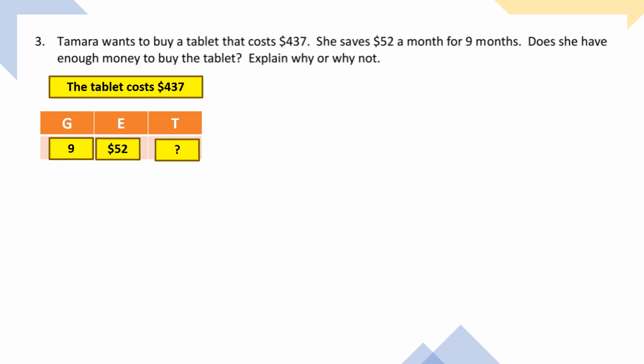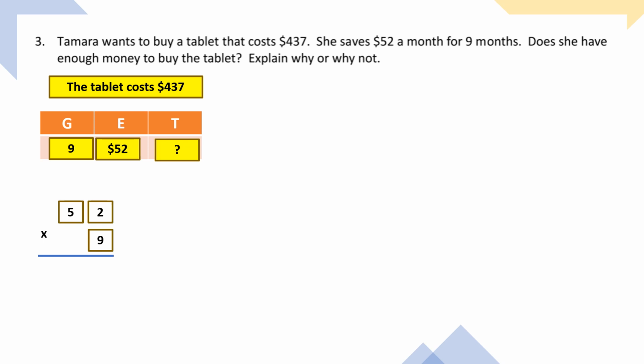They don't give us a total, so we have to figure that out. Now, when we figure that out, we'll be able to answer the question, does she have enough money to buy the tablet. So when you set up your problem vertically, you should have 52 times 9.